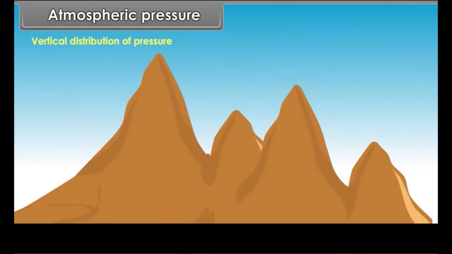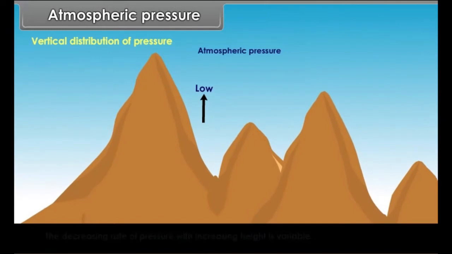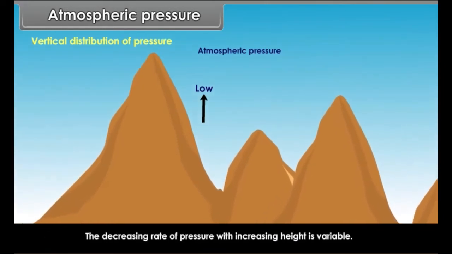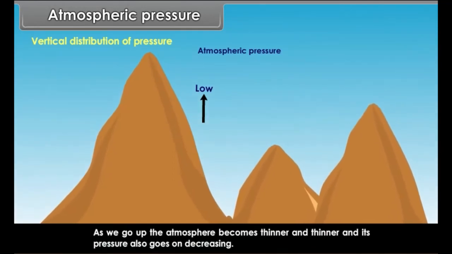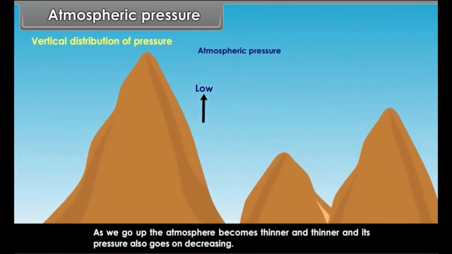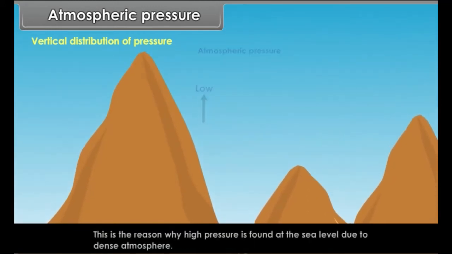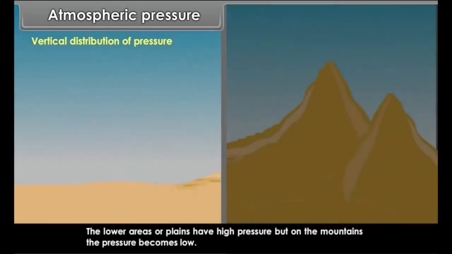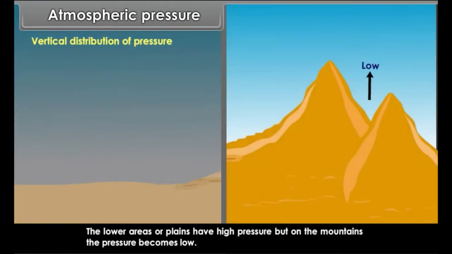Vertical distribution of pressure. Atmospheric pressure decreases with height. The decreasing rate of pressure with increasing height is variable. As we go up, the atmosphere becomes thinner and thinner, and its pressure also goes on decreasing. This is the reason why high pressure is found at the sea level due to dense atmosphere. The lower areas or plains have high pressure, but on the mountains the pressure becomes low.